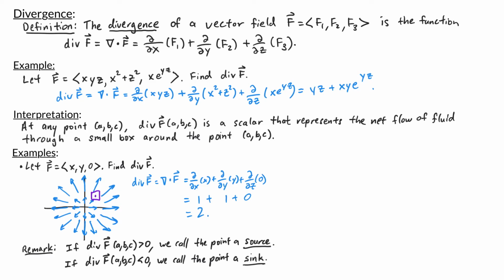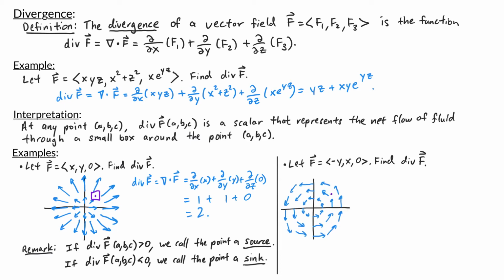Let's look at one last example. So here we're looking at the vector field negative y, x, 0, and we're asked to find the divergence of this vector field. Again, let's start by looking at a picture. Now let's pick a point and put a box around it. Here you have fluid entering the box on the bottom edge and on the right edge, and you have fluid exiting the box on the left edge and on the top edge. So again, the divergence measures the net flow of fluid out of the box. However, in this example, it's not clear if more fluid enters the box or leaves the box. So let's just calculate the divergence.